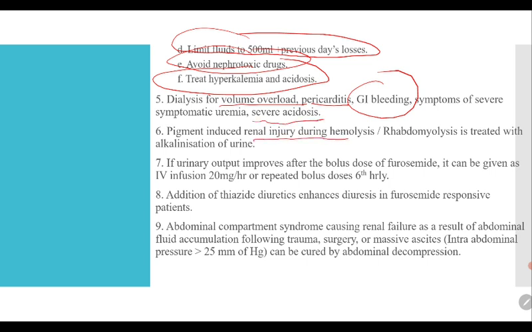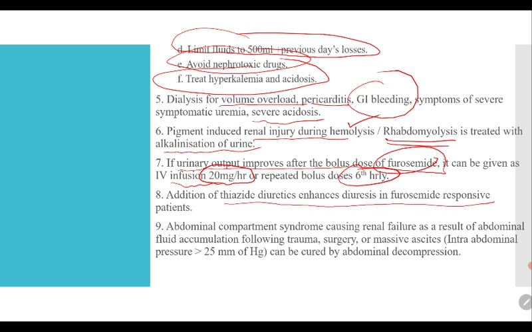Pigment-induced renal injuries during hemolysis and rhabdomyolysis are treated with alkalinization of urine. If urine output improves after the bolus dose of furosemide, it can be given as IV infusion 20 mg per hour or repeated bolus every 6 hourly. Addition of thiazide diuretic enhances diuresis in responding patients.